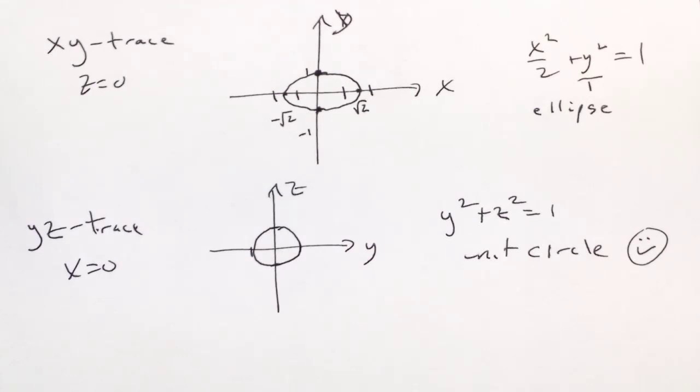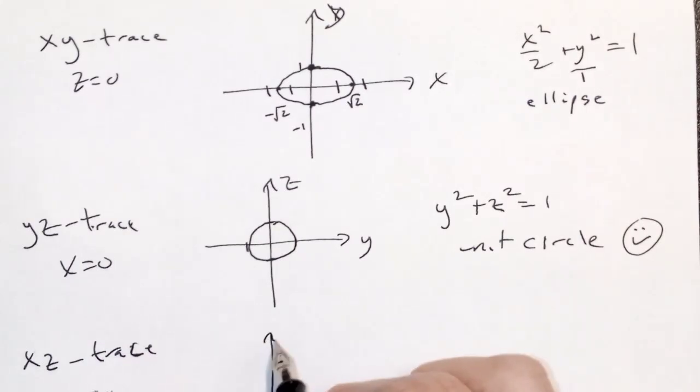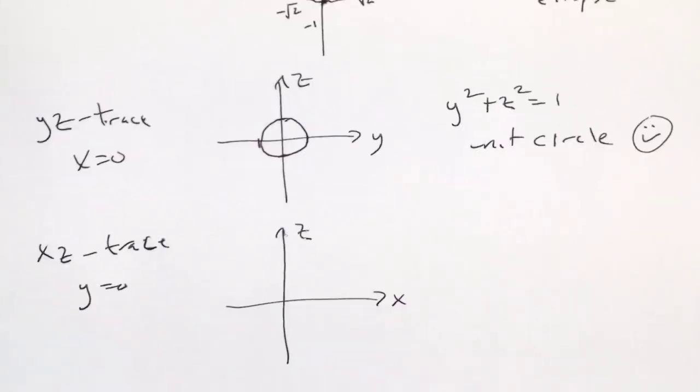But then I could also say, I want to know what's going on this way in the XZ direction to build ribs that go around. So let's do one more trace. We do XZ. And that means that Y is 0. And then I get a third picture.